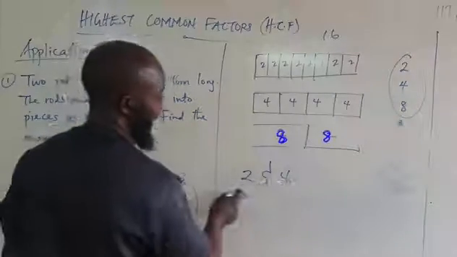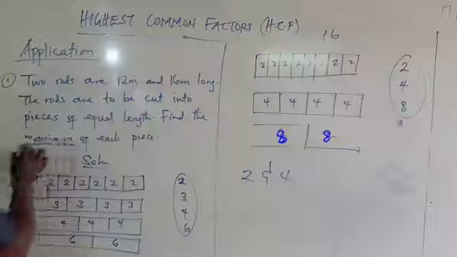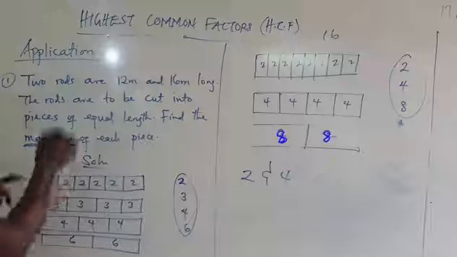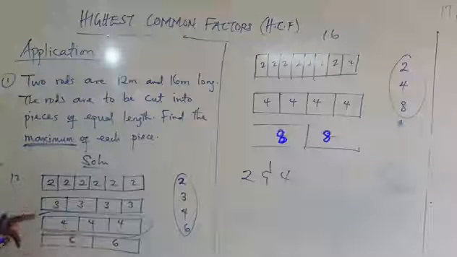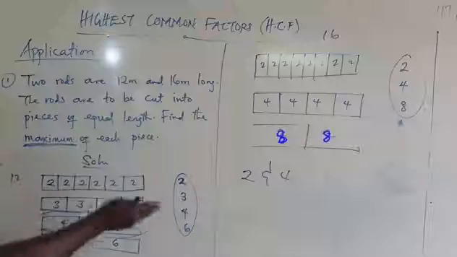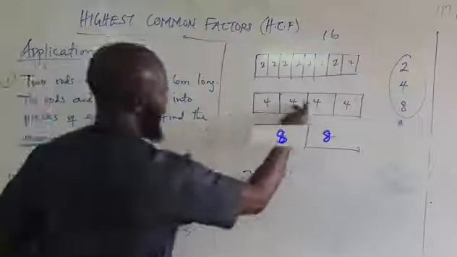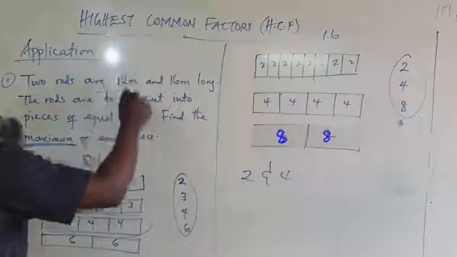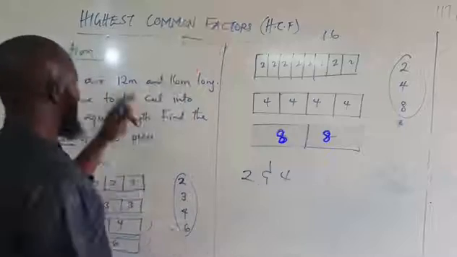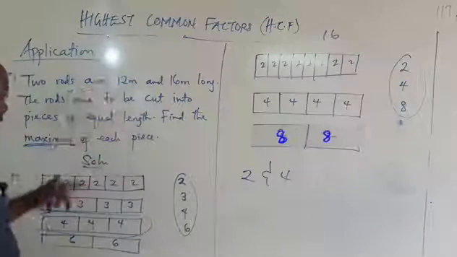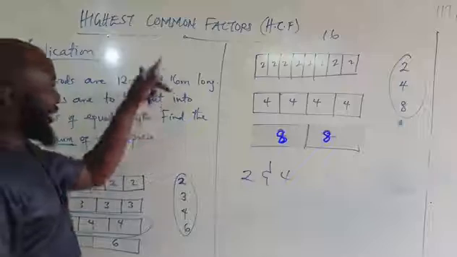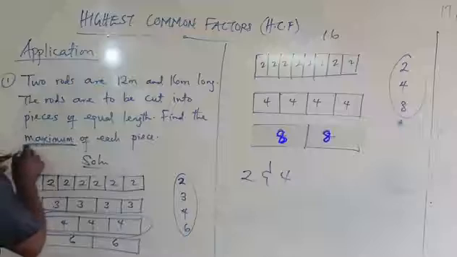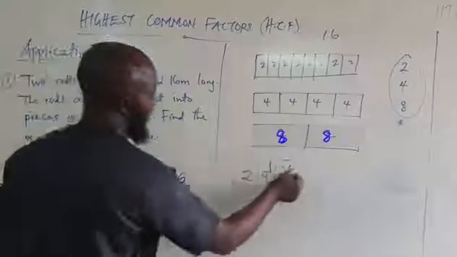So which of these is the highest? Because the question is maximum of each piece. So the maximum of each piece that will be common to both of them will be what? 4. So if you divide it into 4, 4, 4, which means the rods will be 4, 4, 4, 4, 4, 4, 4. So making how many of them? 7. So we can divide the rods into 7 pieces of 4 meters each. So the maximum piece that we can have here is what? 4. The highest common factor will be 4.